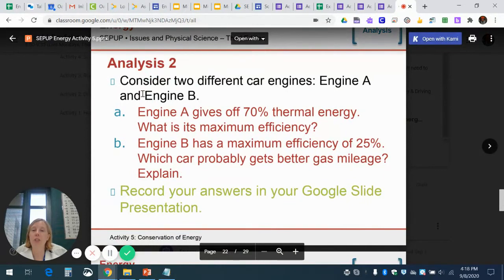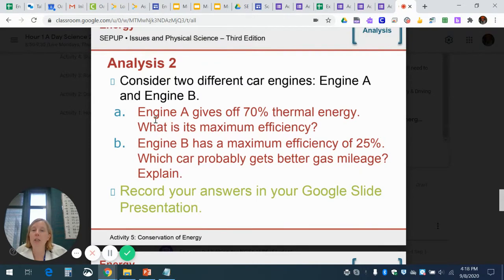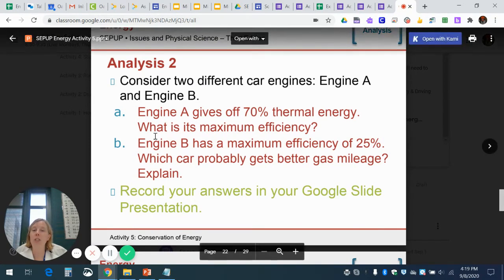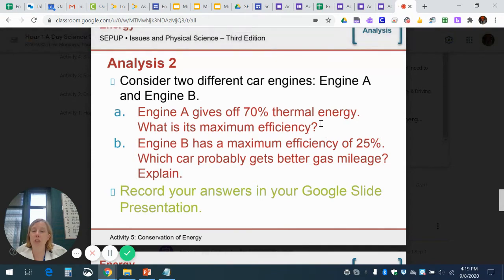So analysis question number 2, consider 2 different car engines, car engine A and B. So car engine A gives off 70% thermal energy. The question is, what is its maximum efficiency? Well, car engine B has a maximum efficiency of 25%. So that's just a fact.